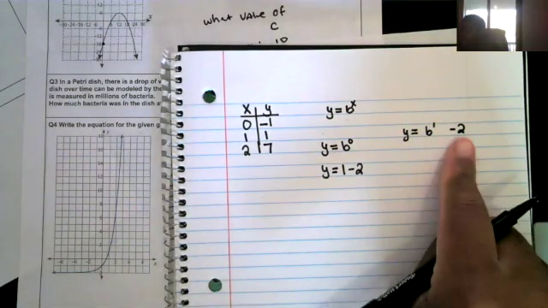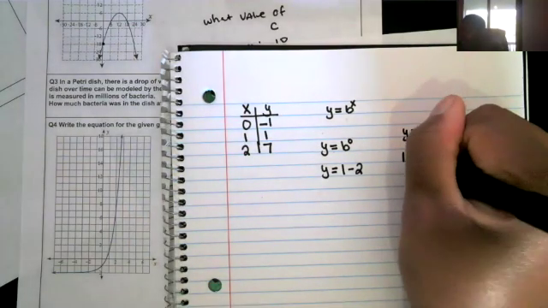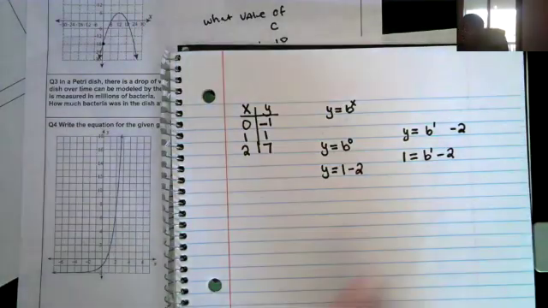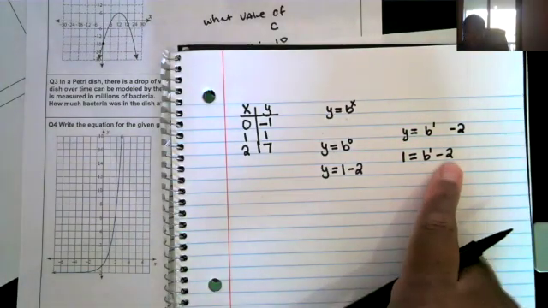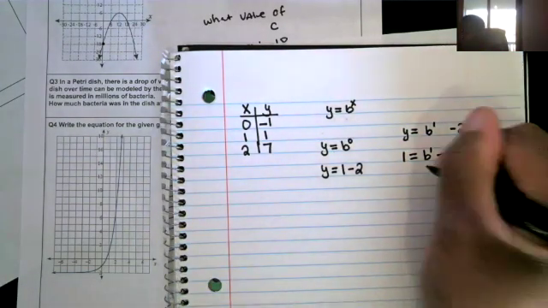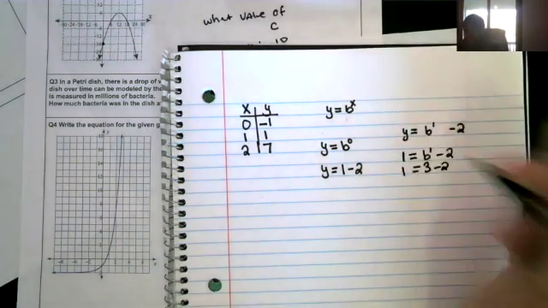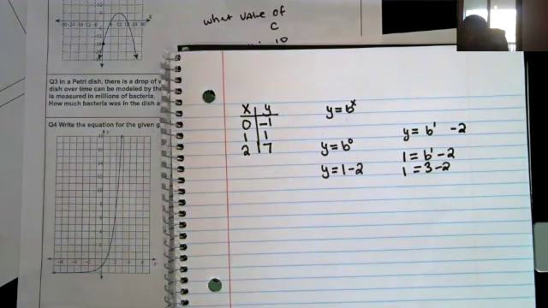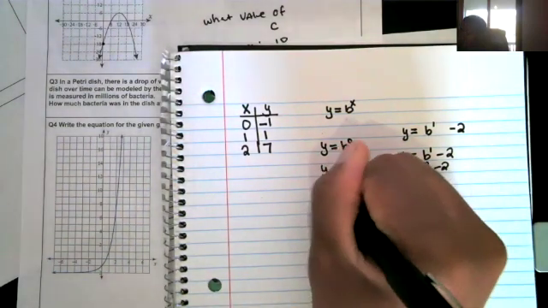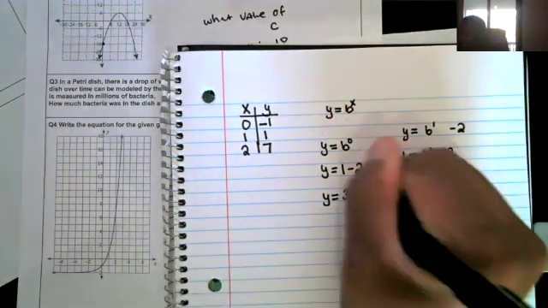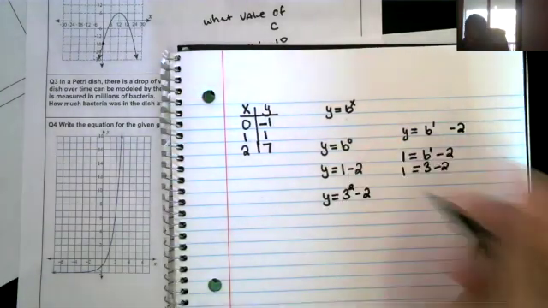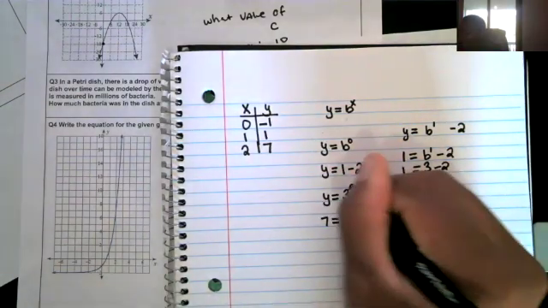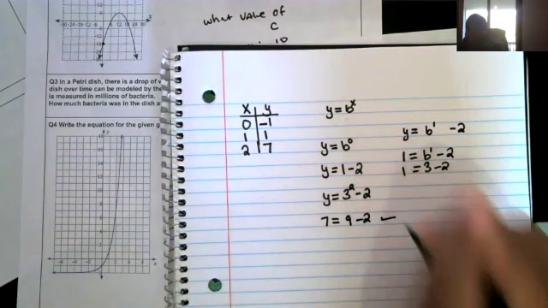So let's think about that. What do I need b to be in order for it to equal 1? I need it to be larger than the number 2, so it'll be positive. So b should be 3. 3 minus 2 equals 1, and that's true. Okay, so now with our last one, we should be able to prove that it's correct. So y equals 3 to the 2nd power minus 2. That should equal 7. Let's see if we get that. 3 squared is 9, minus 2, which is 7.